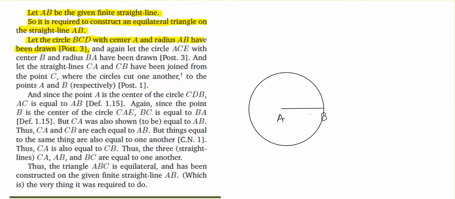Alright, let's go on to the next step. The next step says, and again, let the circle ACE with center B and radius BA have been drawn. So we're going to draw another circle. This one's going to be centered on B this time, with line segment BA being the radius. So let's think about that for a minute. That means basically it's going to be the identical size as our first circle, only this time it's going to be centered on B. So we'll go ahead and draw another circle centered on B.